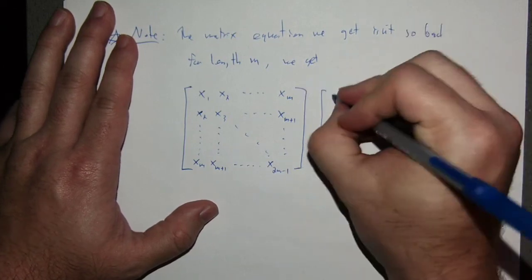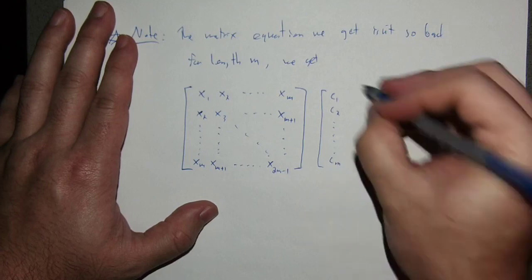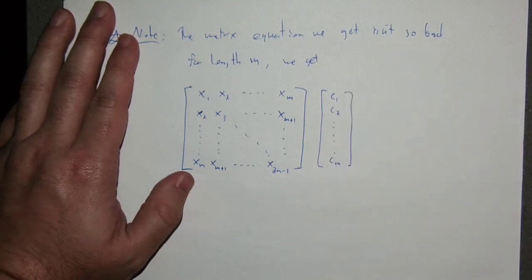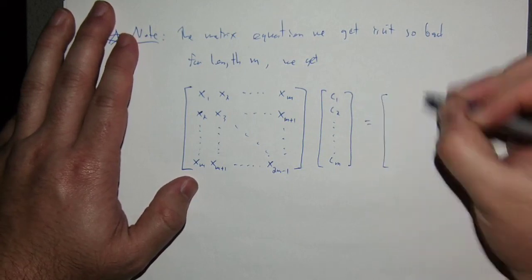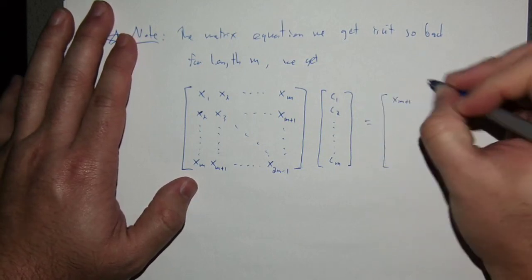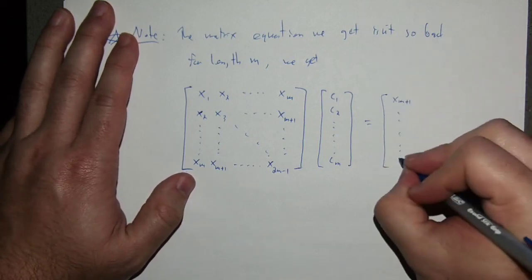Since it's length m, the coefficients c that I'm looking for go up to c sub m. So this is an m by m system. And then the vector I get here is x sub m plus 1 up to x sub 2m.